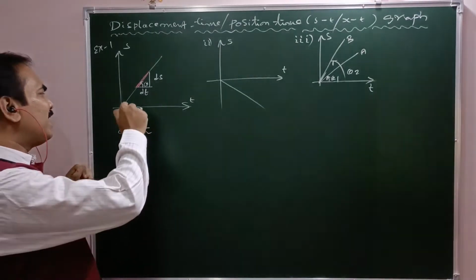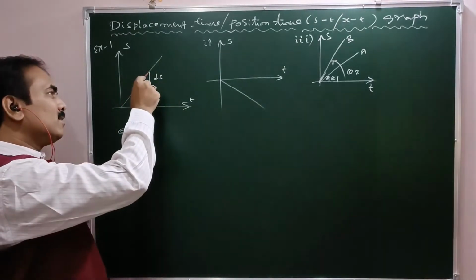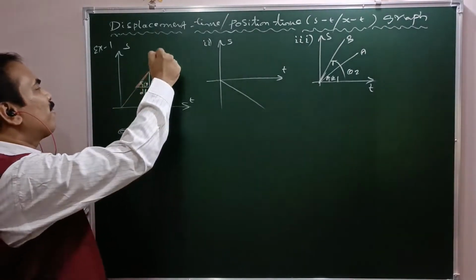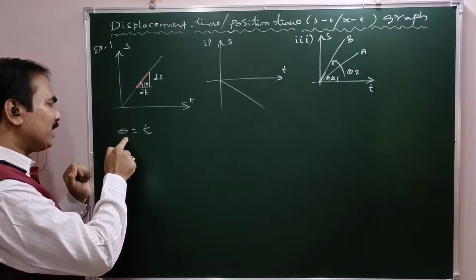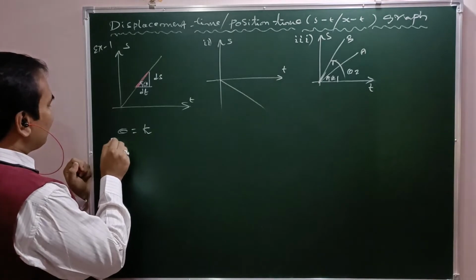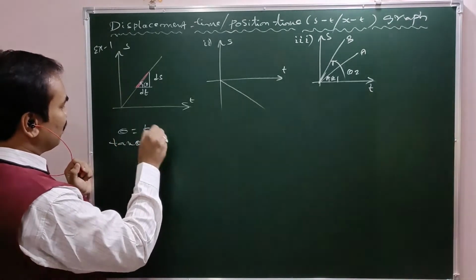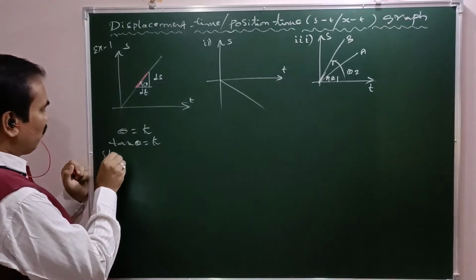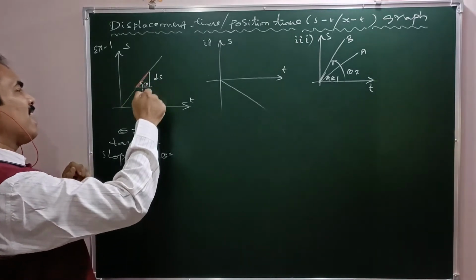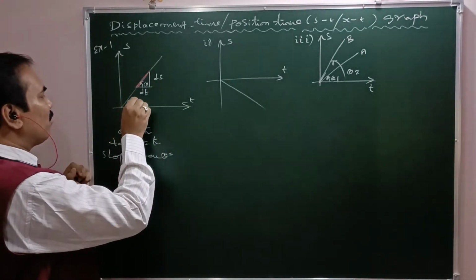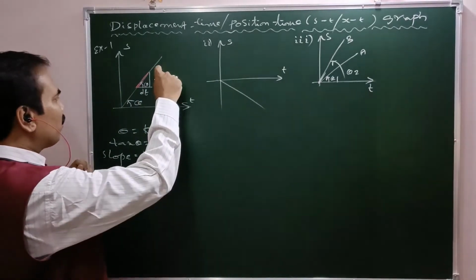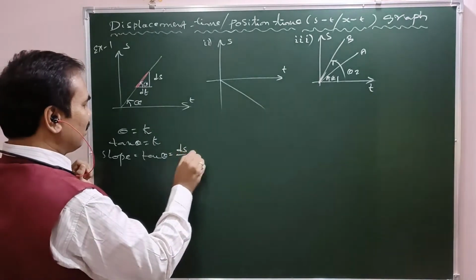If you draw a tangent at any point to this straight line, that coincides with the line itself, so therefore theta is constant at any point on this straight line. Theta means the slope angle, that is constant, which implies tan theta is also constant. Slope equals tan theta, that is equal to ds by dt. Tan theta, in this right angle triangle, is opposite side by adjacent side. Here also theta with the time axis, so tan theta equals ds by dt.